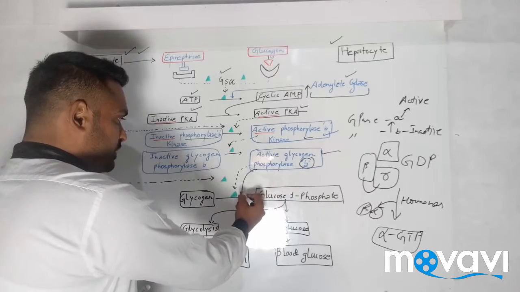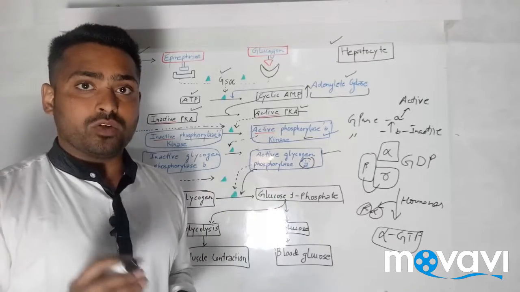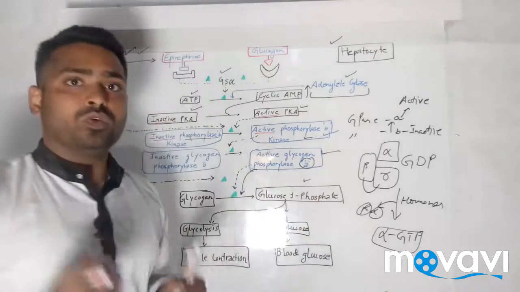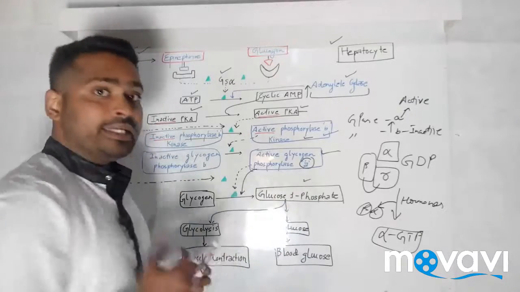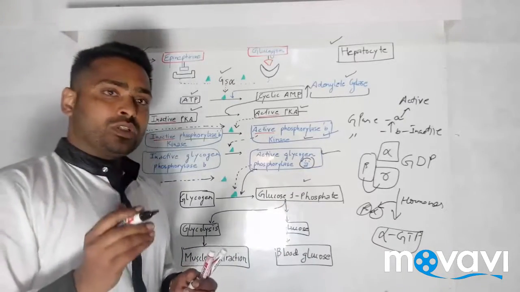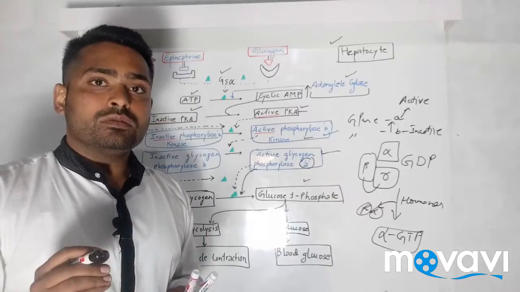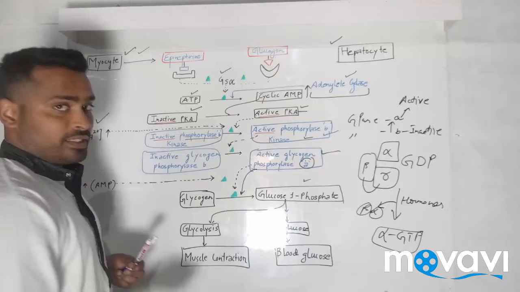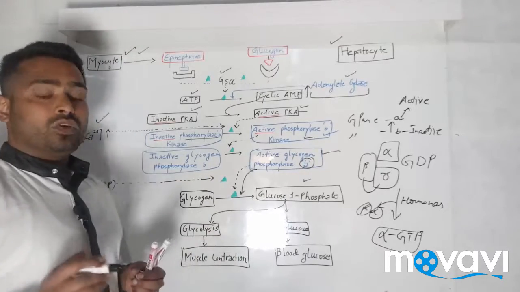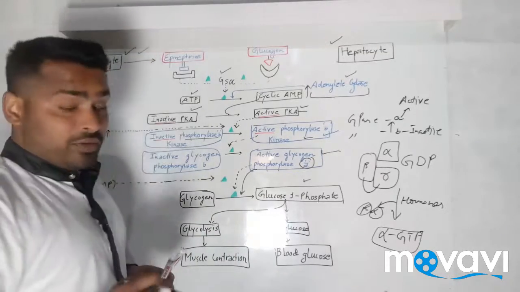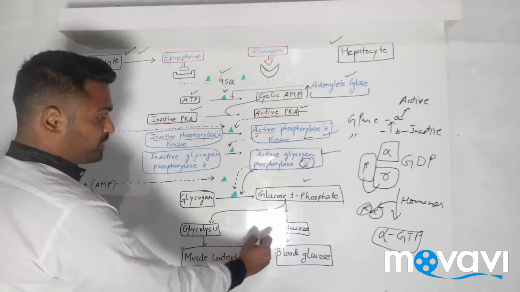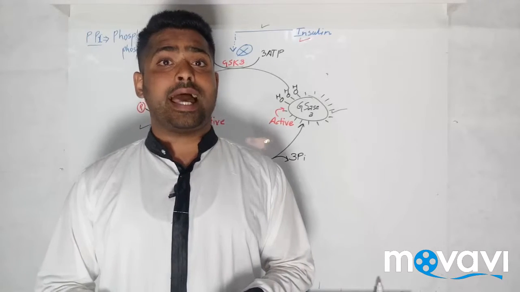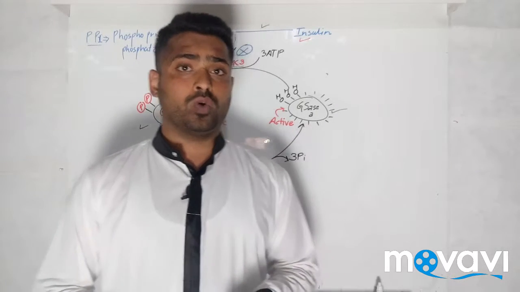This can act upon glycogen and would convert glycogen into glucose 1-phosphate, and the fate of this glucose 1-phosphate can be in liver. In case of liver, it would enter into blood to maintain the blood glucose level, and in case of myocytes in muscles, it would undergo glycolysis to give energy for muscle contraction. So now we have discussed the effect of glucagon and epinephrine during low glucose level.